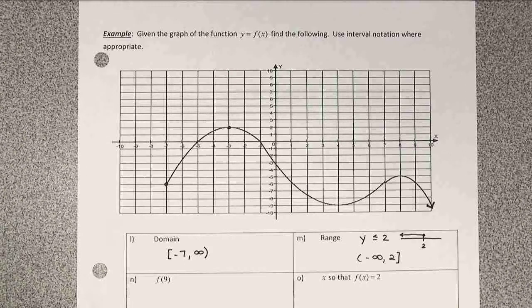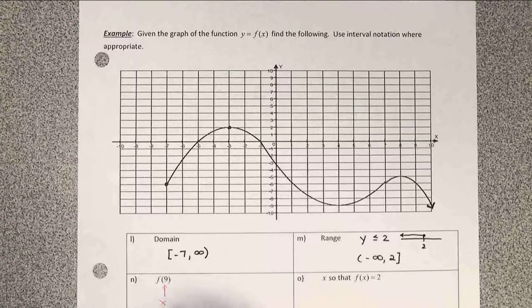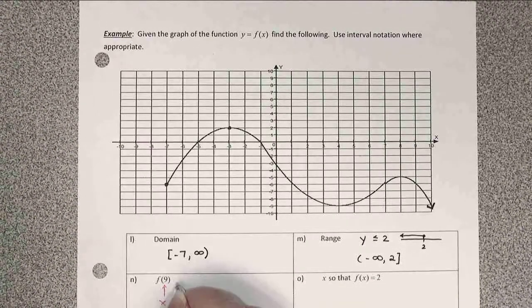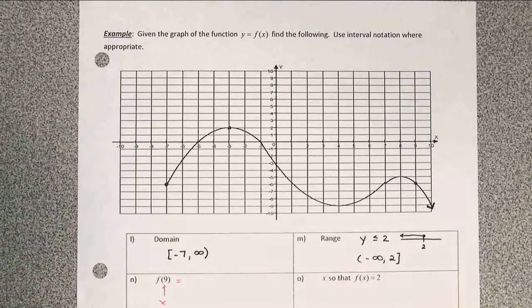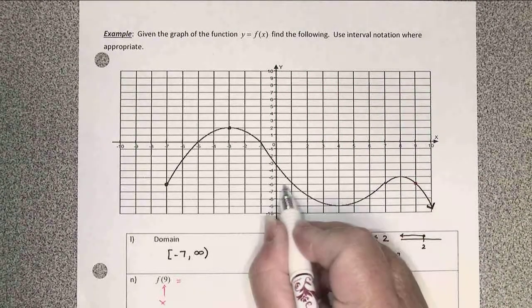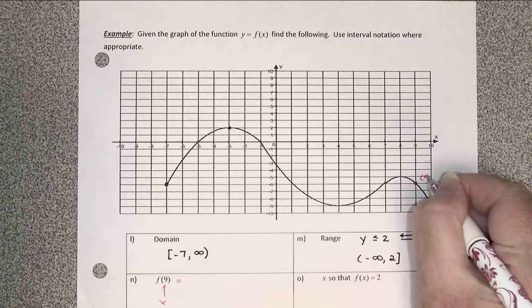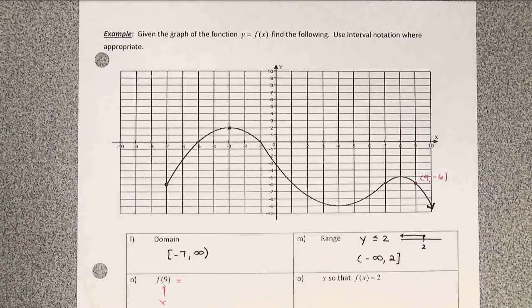All right, the next thing we're asked for is f of 9. We're being given the x here, and so we want to find the y. When x is 9, we're at this point. Looks like we've got a y value of -6. And again, I don't ask for the whole point. I've already given you the x. You just tell me the output, or the y value, which is -6.